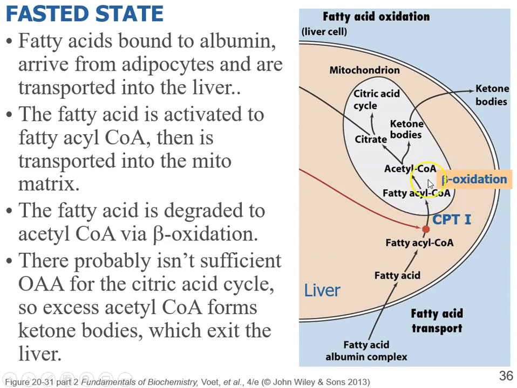So now we go through beta oxidation. We get a whole pile of acetyl-CoA. It goes to the citric acid cycle if we have OAA. It goes to ketone bodies if we don't. So the ketone bodies, again, are made in the liver, and then they are able to leave for the benefit of other body tissues. Again, the ketone bodies are formed if there's not enough OAA for the citric acid cycle, and that happens if OAA is diverted to gluconeogenesis.